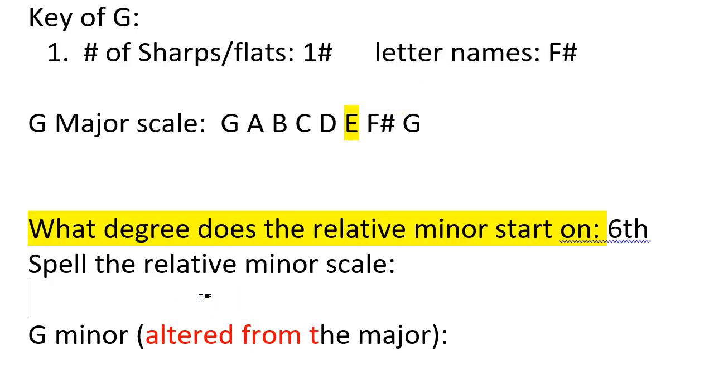Spell the relative minor scale. You do not need to make any alterations. You're simply going to spell E to E. E, F sharp, G, A, B, C, D, E.